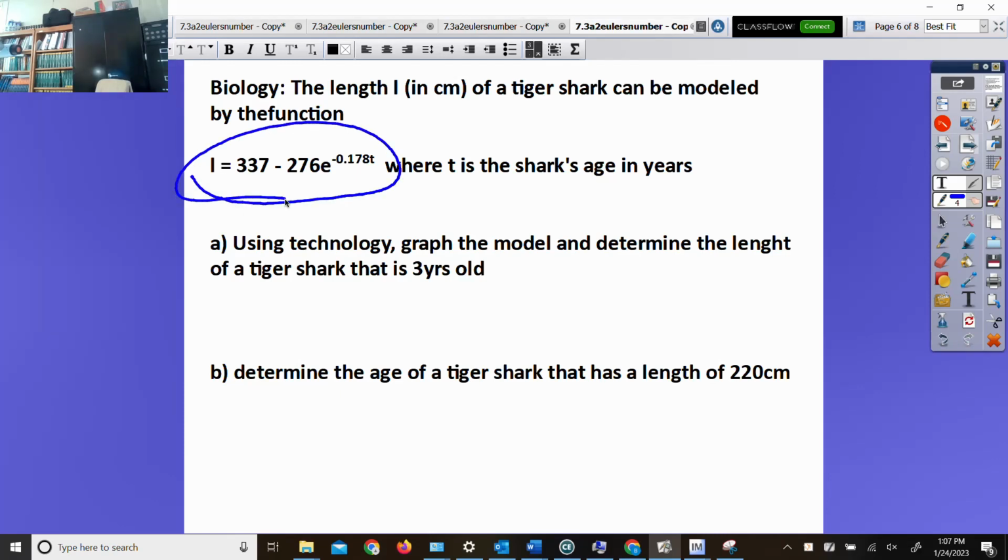And we're going to do everything in a graph. Now the goal here is to figure out the length of a tiger shark who's 3 years old. Does everybody understand that you would let t be 3? Okay, we're going to do it entirely in a graph. We're not actually going to plug a 3 in like we usually do. So something a little bit new to you.